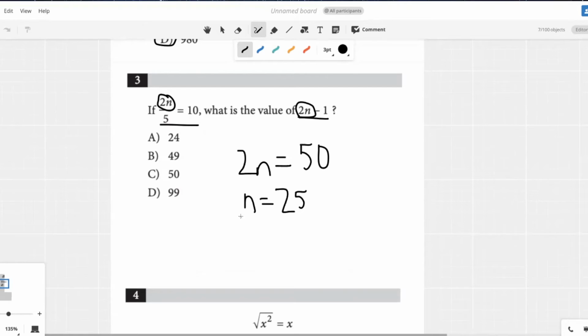So we don't need to solve. We don't need this step at all. This is a waste of time. Sure, it'll take like 2 seconds to solve this, but that 2 seconds could help you later down the road. So this is just a time management strategy. If you don't need to do it, just don't waste your time doing it. And so to solve for the final answer, it's going to be 50 minus 1, which is obviously 49. And we plug in 50 because that's what we got from simplifying the first equation. So 2n equals 50, plug 50 in for 2n, and 50 minus 1 equals 49, which is our final answer.